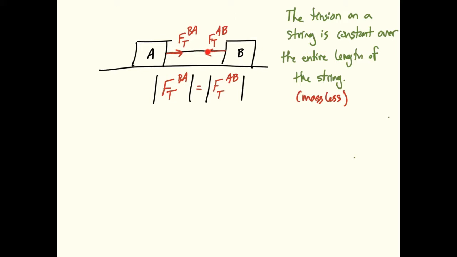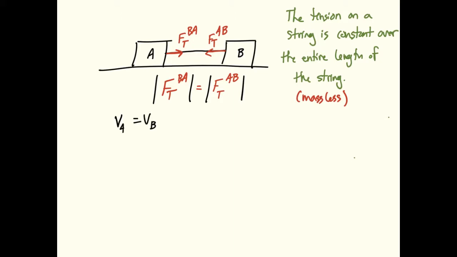Well, if this string doesn't stretch at all, which is normally part of the assumption that goes into these things, then B has to move at the exact same speed that A does. Now, you can prove this mathematically, but for our purposes, it's fine to see that that should happen. Pull A at 1 meter per second, B obviously has to also move at 1 meter per second. So the speeds, VA and VB, are equal to each other.